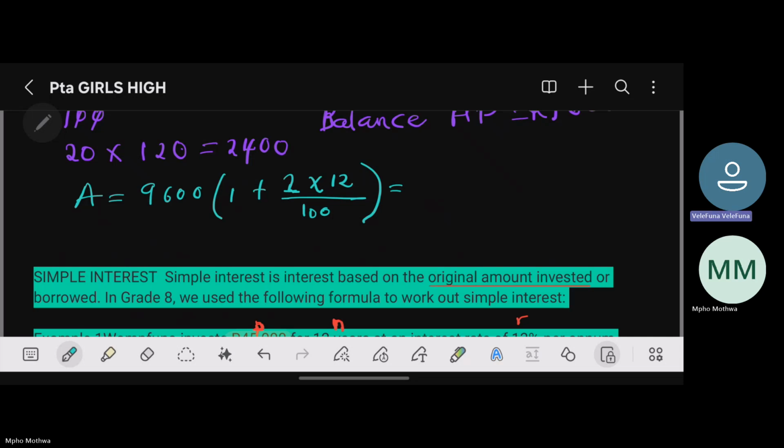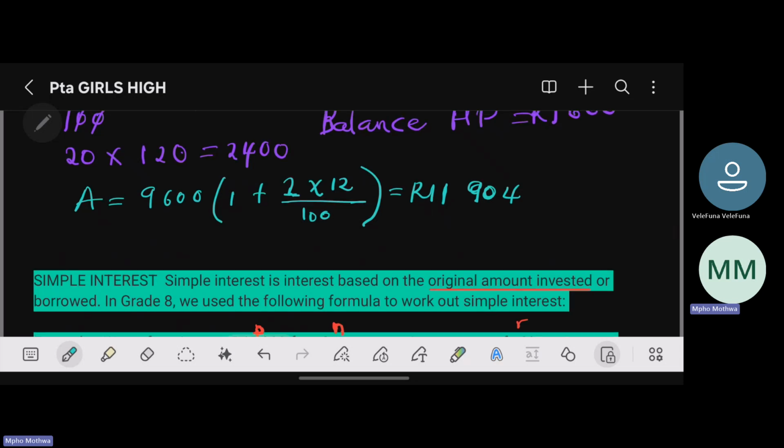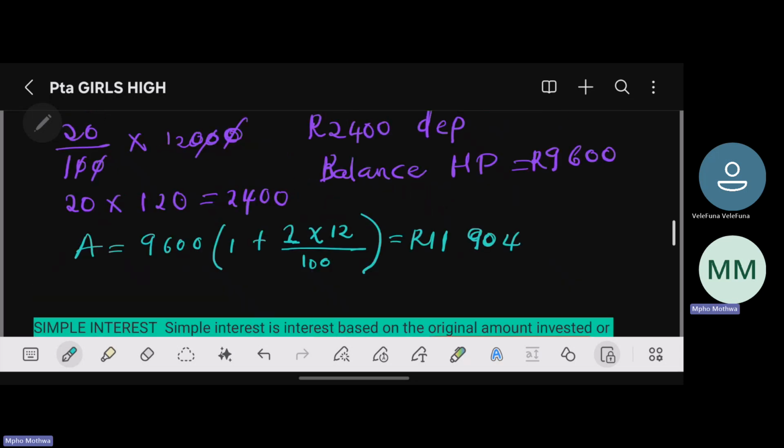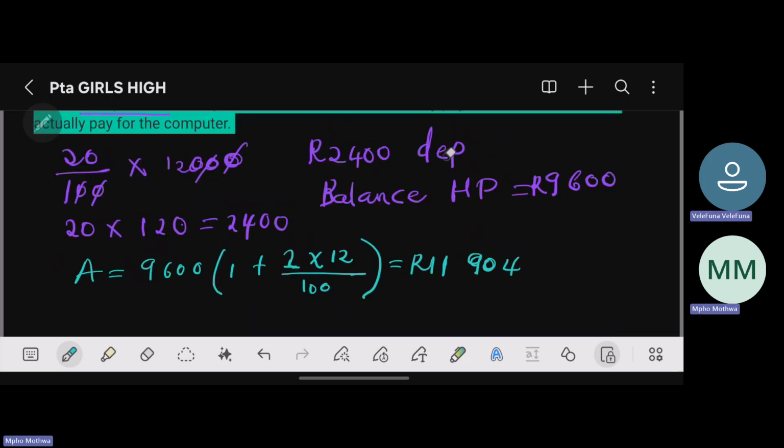So you get 11,904. This is the money that Ndivu must pay for that computer. What helped her is that she took it on hire purchase, so she had to pay the deposit first. If she didn't pay a deposit, it was going to be more than this, right?